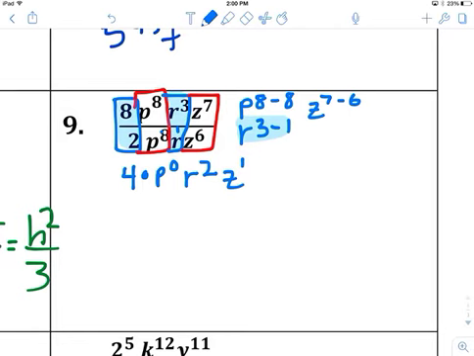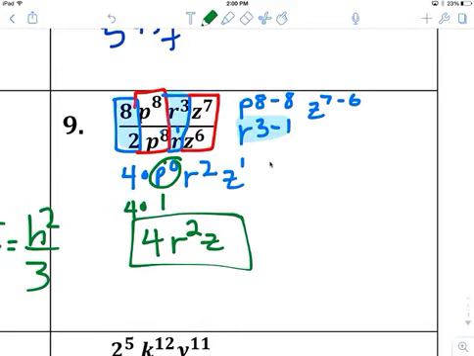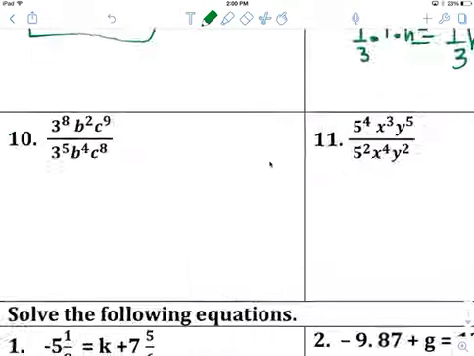And then, okay, anything to the power of 0 is 1. So 4 times 1 is 4 r to the second z to the first. We don't have to put that 1 there. Next one, number 10.